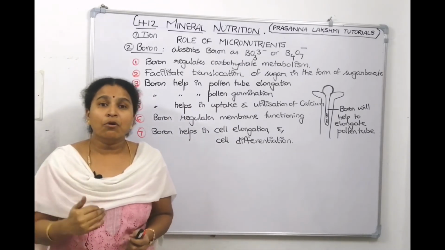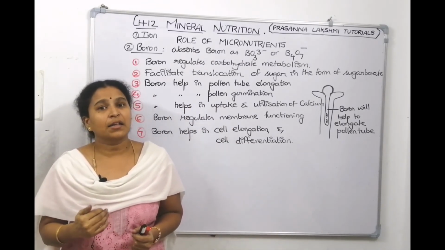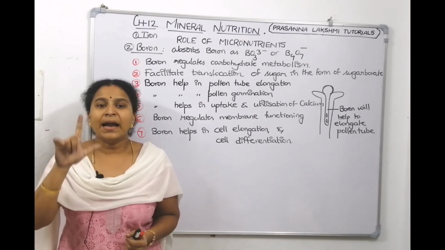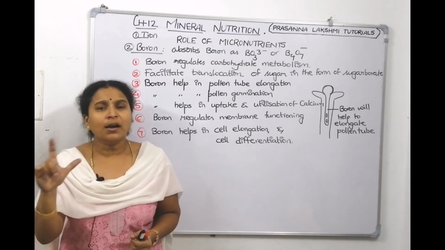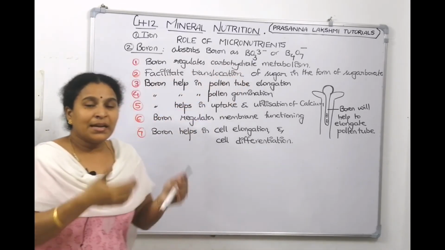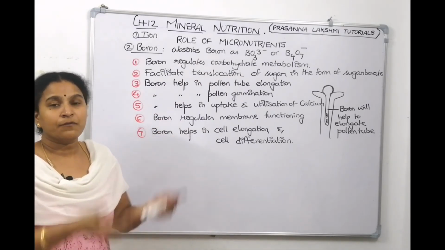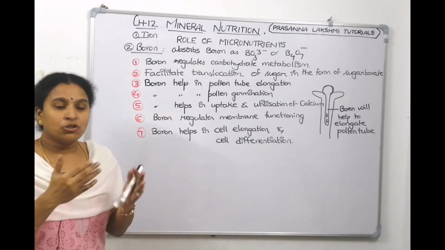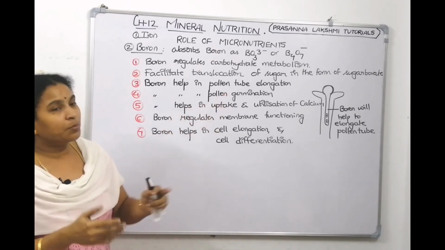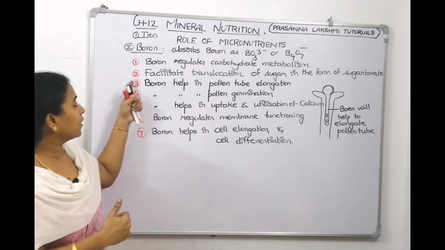We told boron is absorbed by the plant in the form of BO3 3-, B4O7, and boron will overall control the carbohydrate metabolism. That is our first function. It helps in the translocation of sugar from one part to the other part of the plant. Sugar combines with boron in the form of sugar borate. In the form of sugar borate, sugar gets translocated, second function.